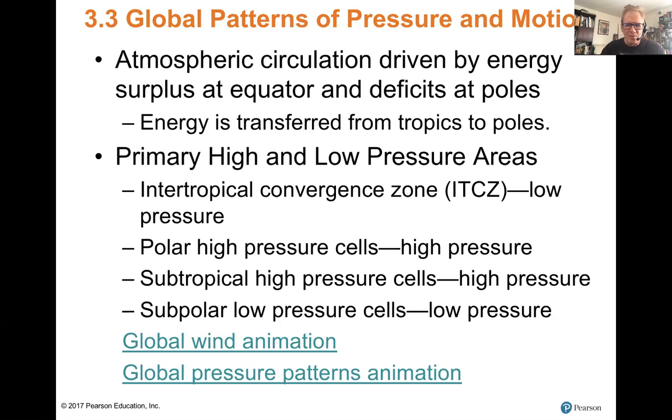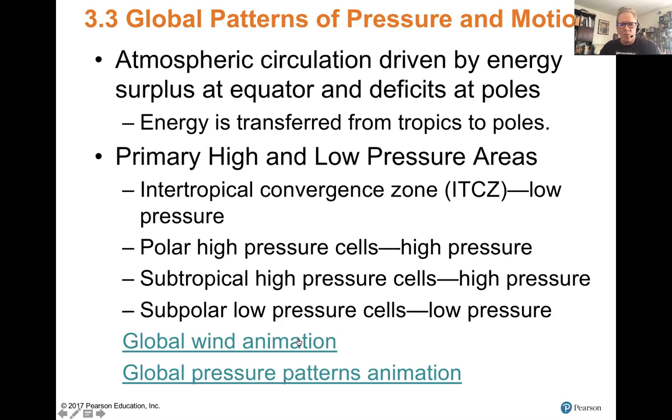Now, in between those, there's another high pressure, the subtropical high, right above the tropics, and the subpolar low pressure, which is a low pressure right beneath the Arctic Circle.